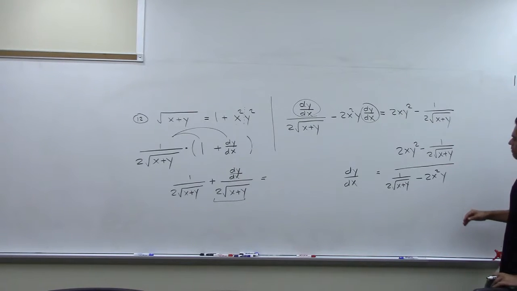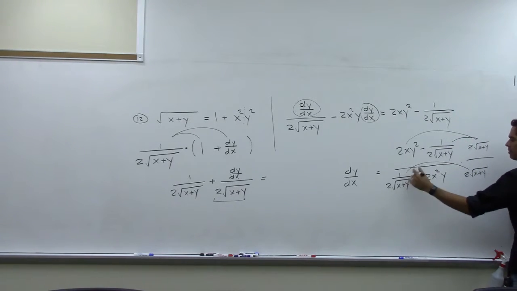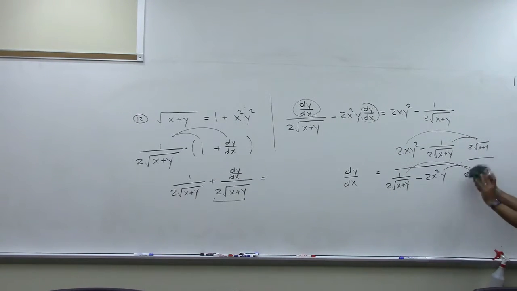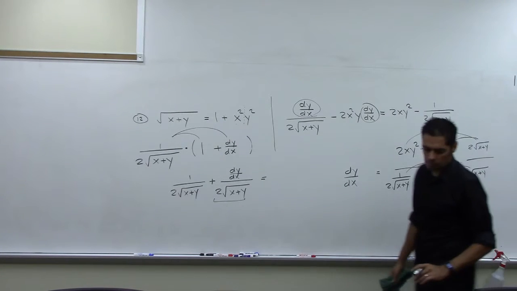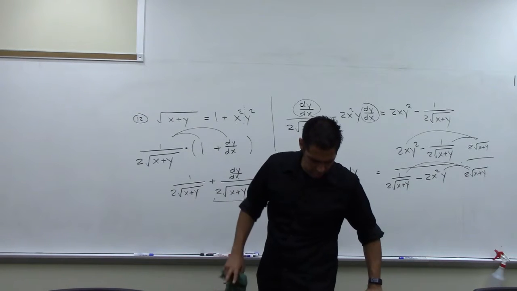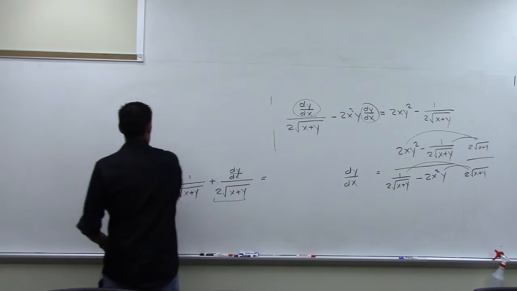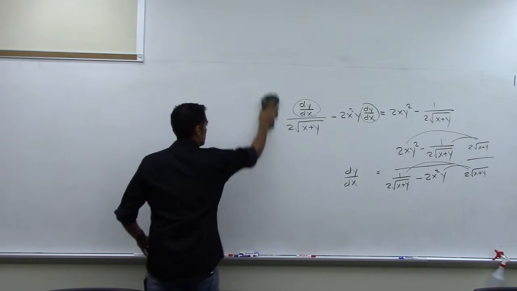They may multiply the top and bottom here by 2 root x plus y, 2 root x plus y, like that, because when you distribute there, you get something ugly, but here it cancels. Here it cancels, and then here it's ugly. But they might do that, they may not. 13, I think I'm going to leave you to do 13. I think you can handle it. It's an odd number, so you can check your answer in the back of the book.